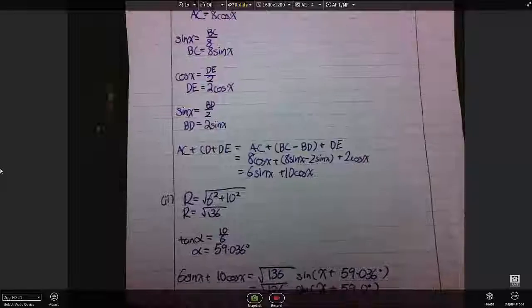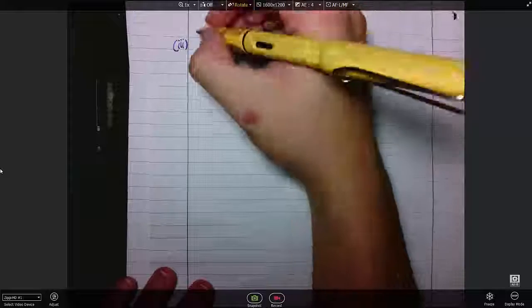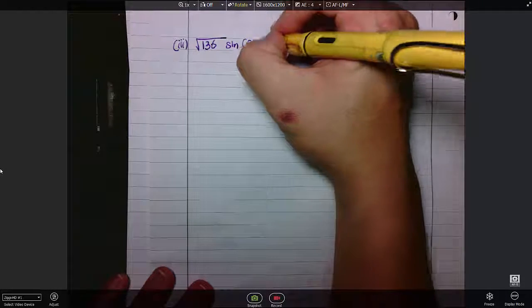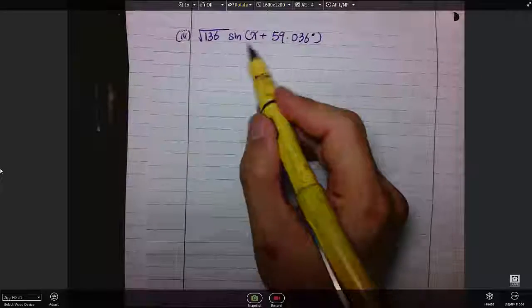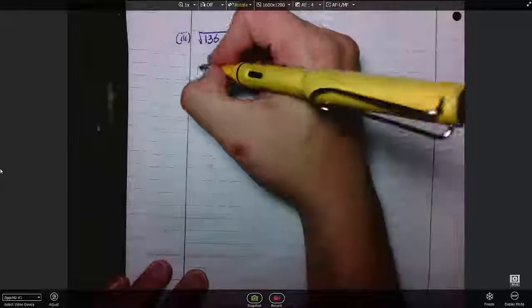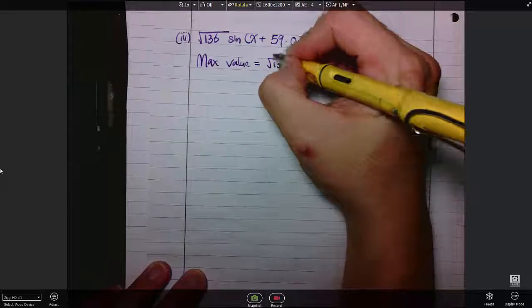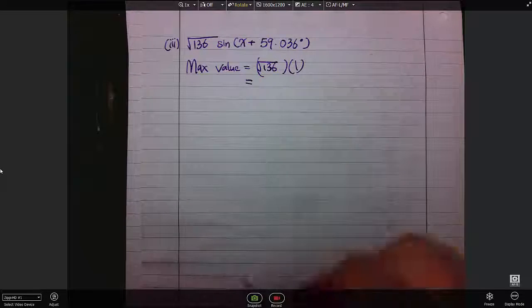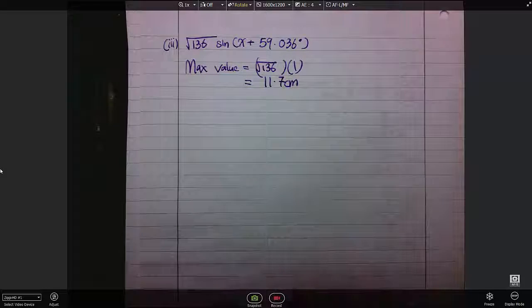Finally, we move on to part 3. We start with root of 136 sine of x plus 59.036 degrees. The maximum value is when the entire sine function is 1. So the max value is equal to the square root of 136 multiplied by 1. A common error here is that you did not evaluate root of 136 to give 11.7 cm, and I deducted a mark for that.